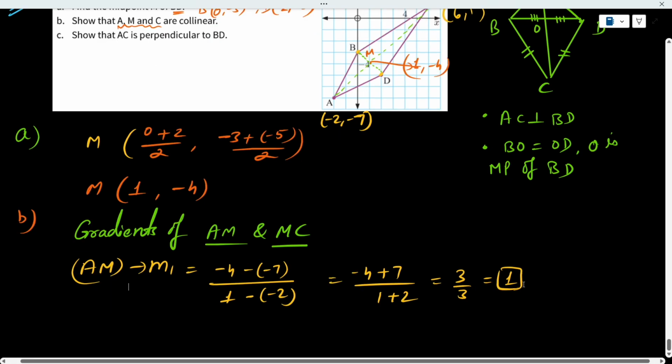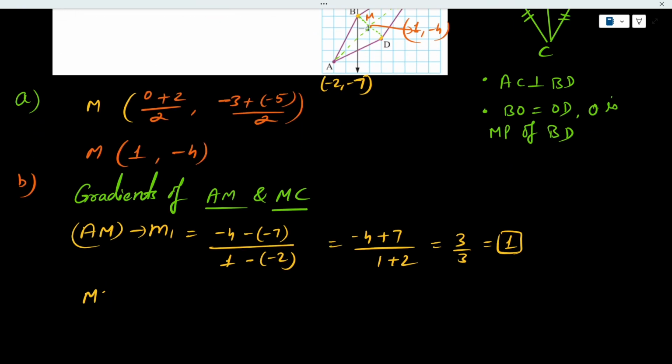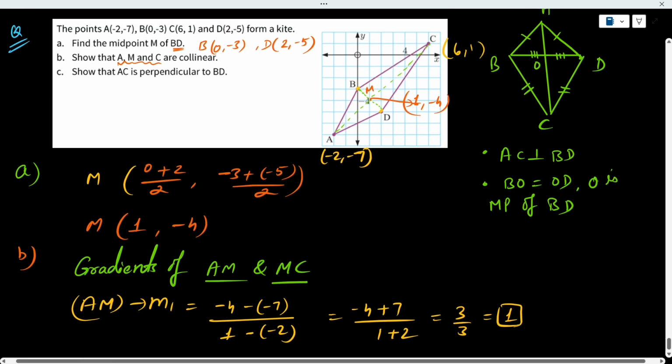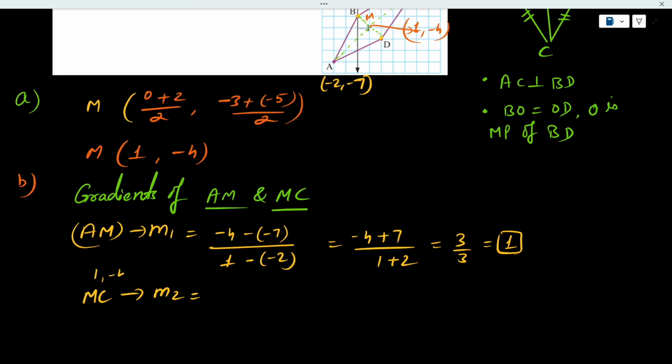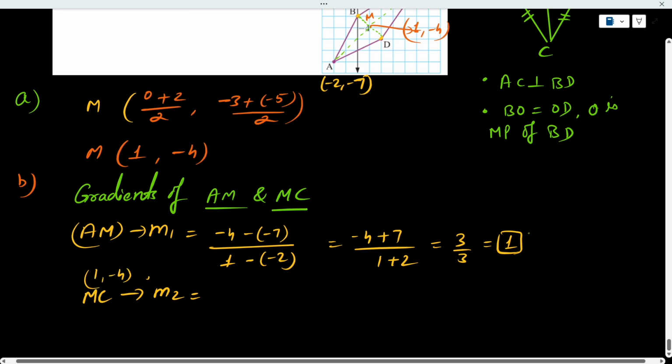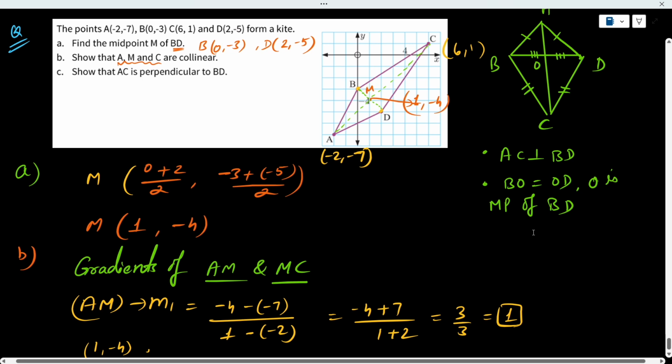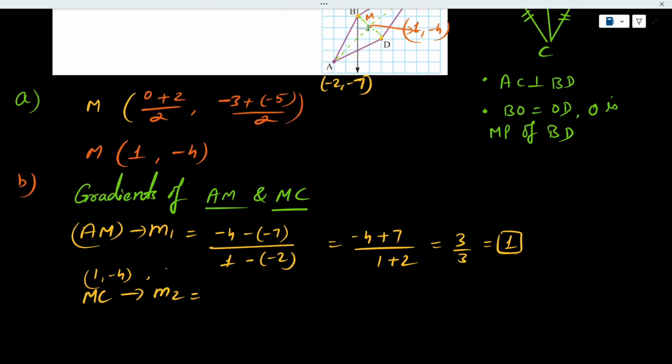And after that, the MC gradient, if I take it as M2, so now you need to take the coordinates of M, which is 1 comma -4. I can write down here 1, -4, and C's coordinates are 6 comma 1. If you write down, it's easy to take the value. So again, y2 minus y1 will be 1 minus of -4 by 6 minus 1, which is 1 plus 4 by 5, that is also 1.